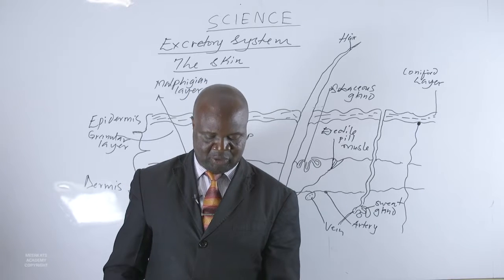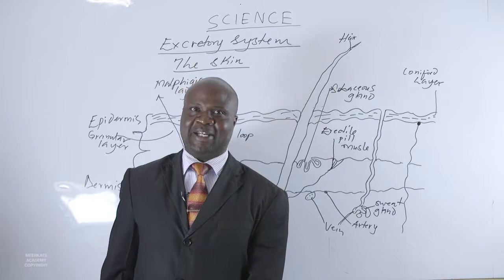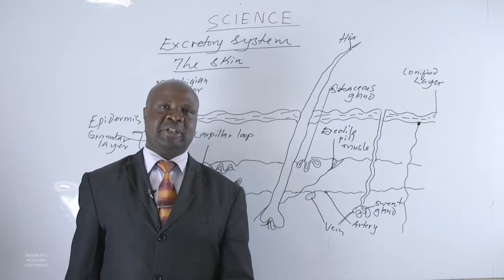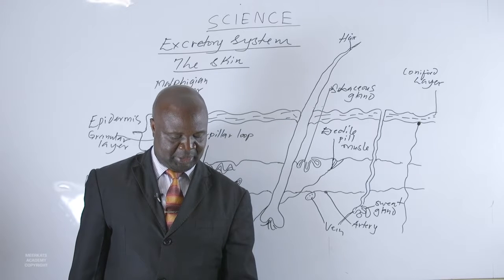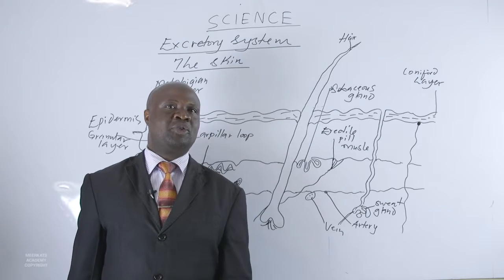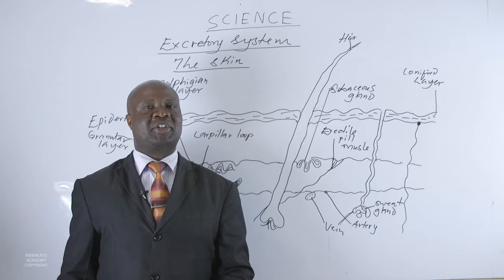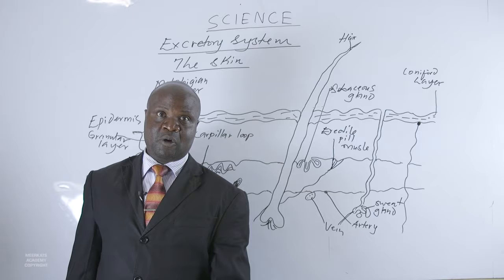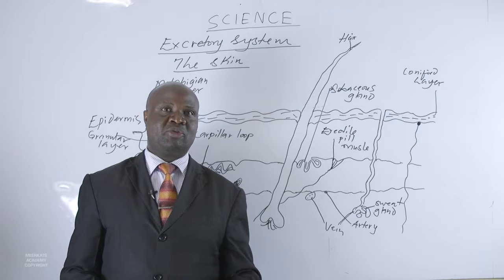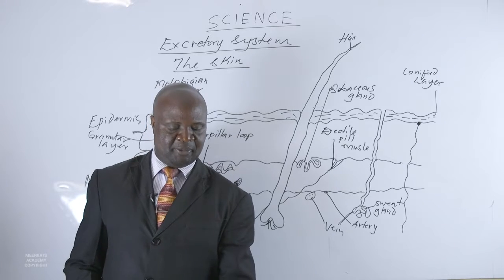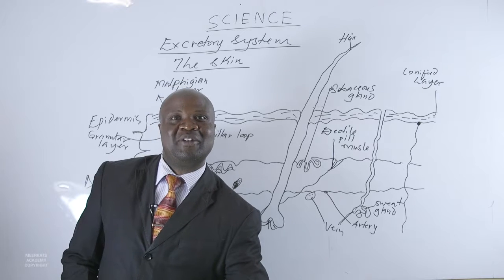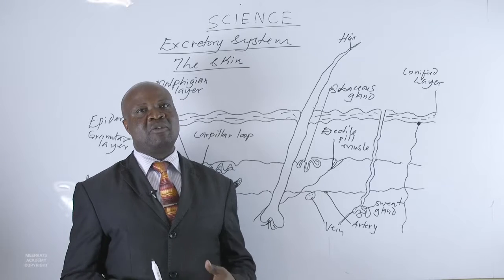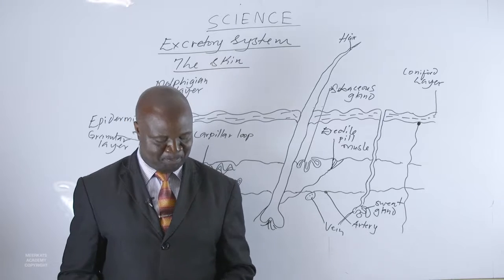The first organ we had named as the skin. The second organ we also mentioned, the lungs. And the third organ that is among the excretory organs is the kidney. Before we look in detail at the skin, there is some information worth mentioning when we are dealing with the excretory system.